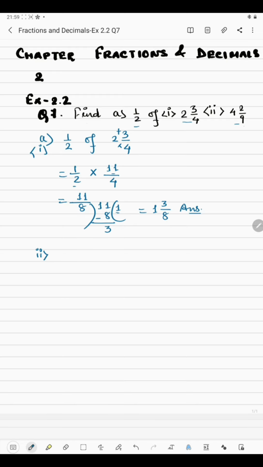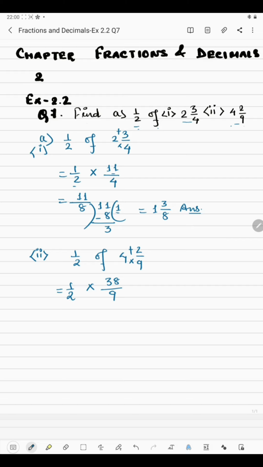Now coming to the second part, again we will have to find 1 by 2 of 4 2 by 9. Okay, so 1 by 2 of 4 2 by 9. So here we will have to multiply again with half. So here this into this plus this, so 4 9s are 36, 36 plus 2 is 38 by 9.